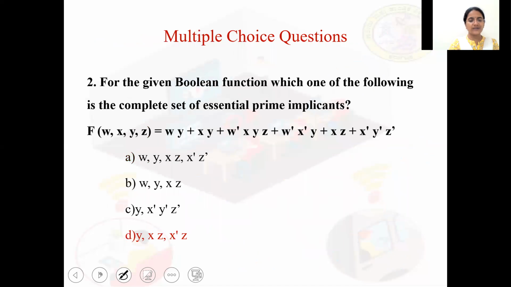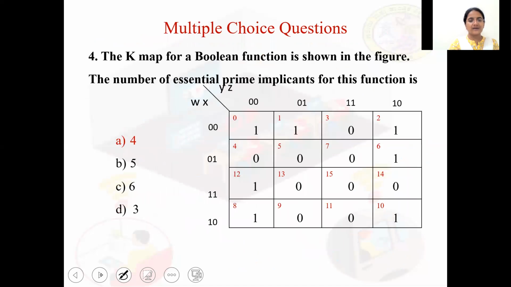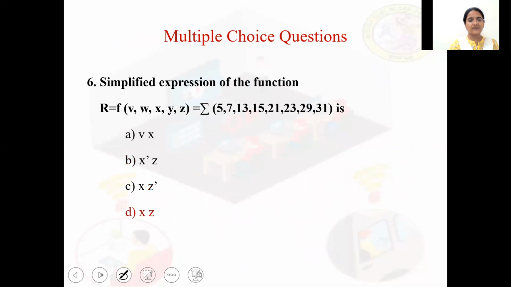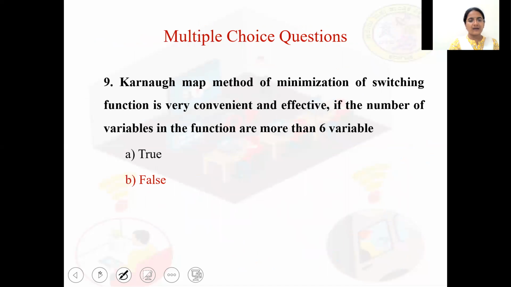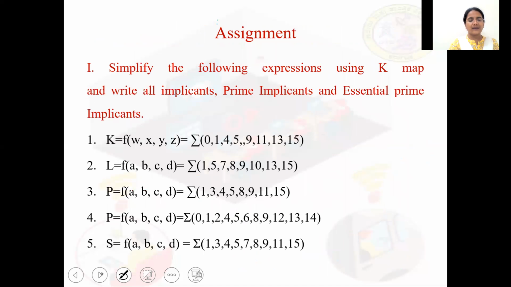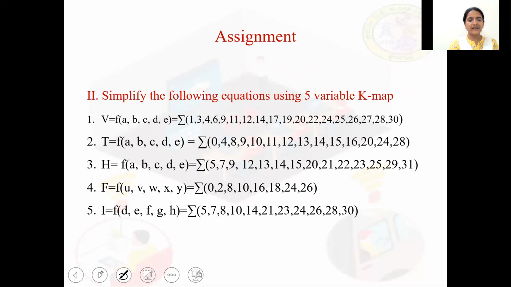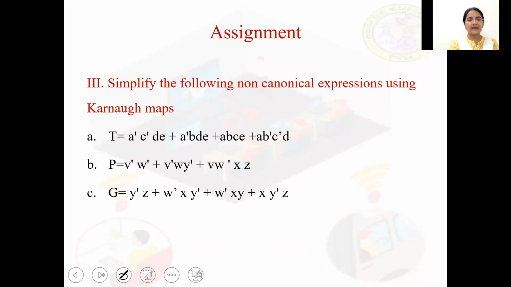Next, these are the multiple choice questions. Please try to solve these. And try to solve these assignment questions. This is simplifying the 4 variable function. This is simplifying the 5 variable function. And I have given the problem which is in the non-canonical expression.